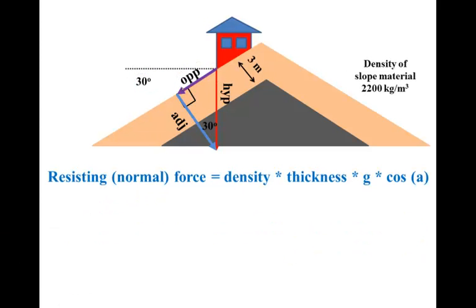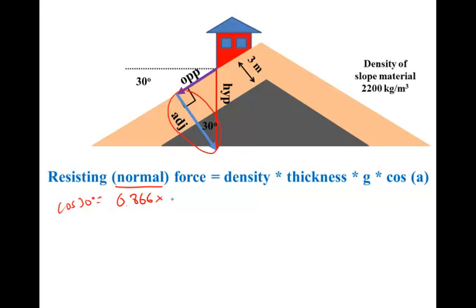Resisting force, in other words, the normal force, perpendicular to the slope, holding the material in place, is given by the cosine of the slope angle. The cosine of 30 degrees is equal to 0.866.